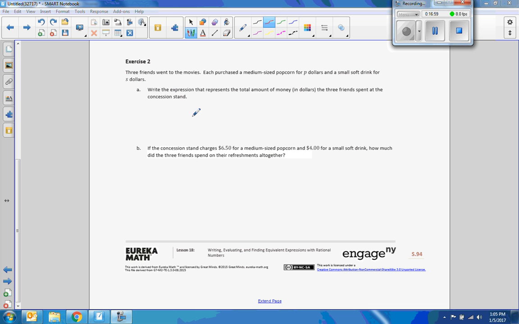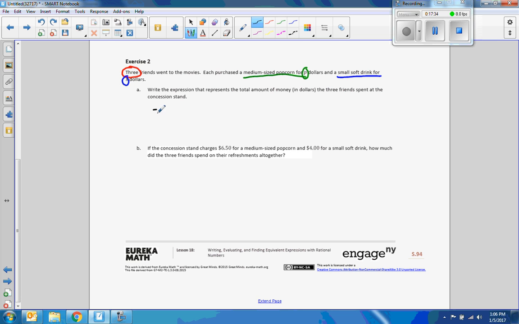Okay, here's exercise 2. After taking some time, the students would have done this on their own. So here's the explanation. 3 friends went to the movies. Each purchased a medium-sized popcorn, P. Okay, let's use a different color for that. Medium-sized popcorn, P. And a small soft drink, S. Write the expression that represents the total amount of money in dollars the 3 friends spent at the concession stand.